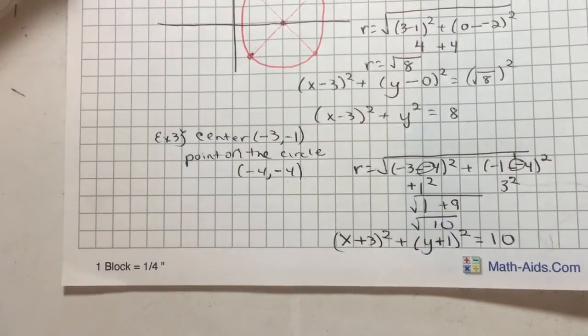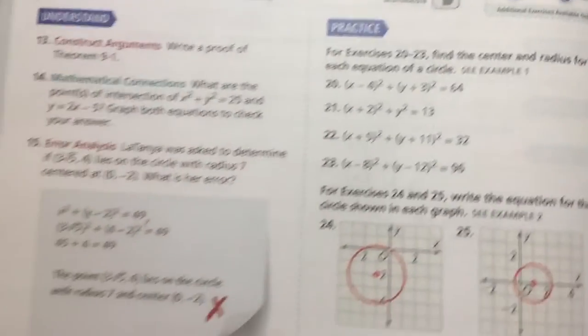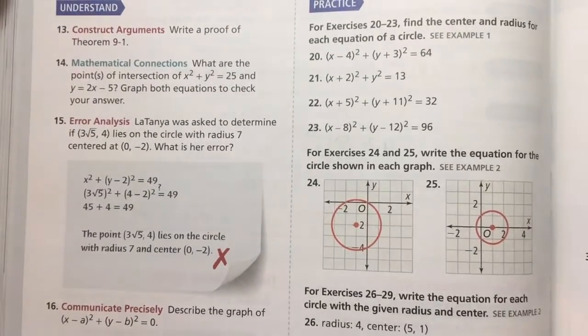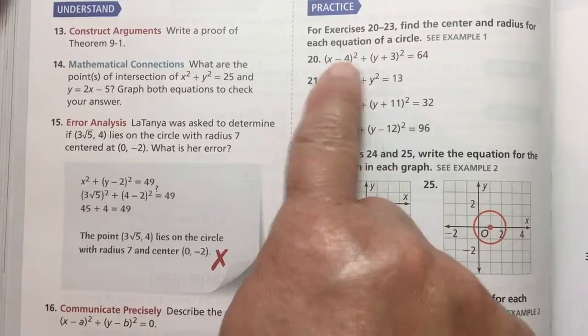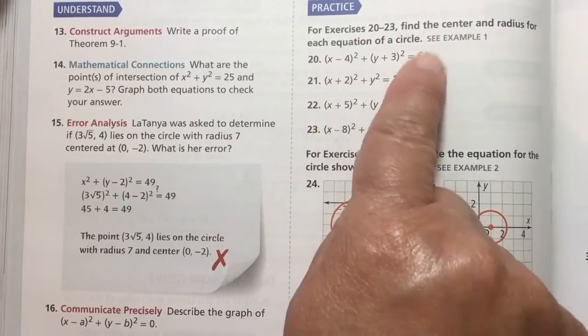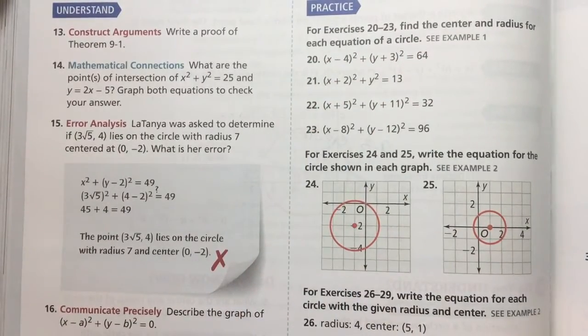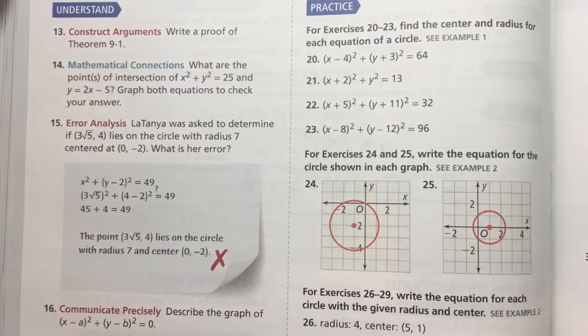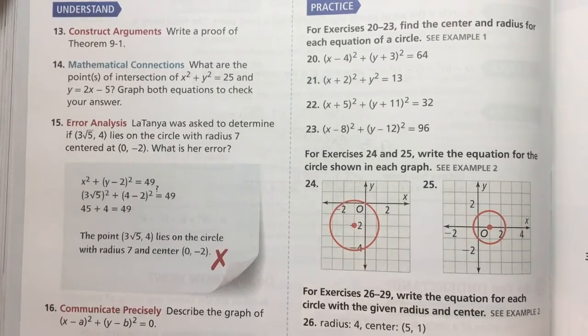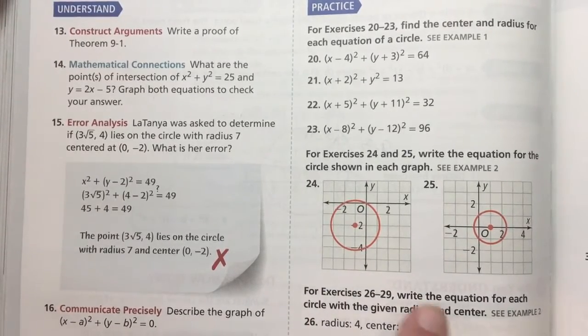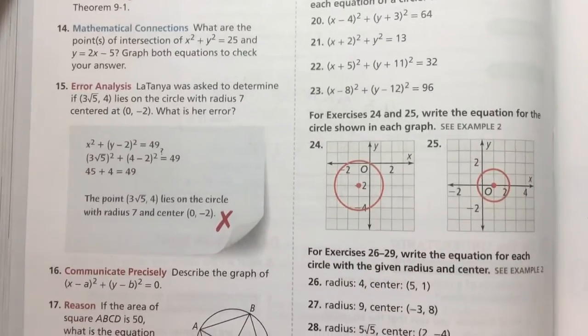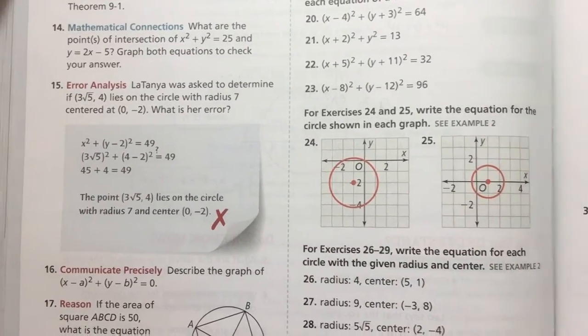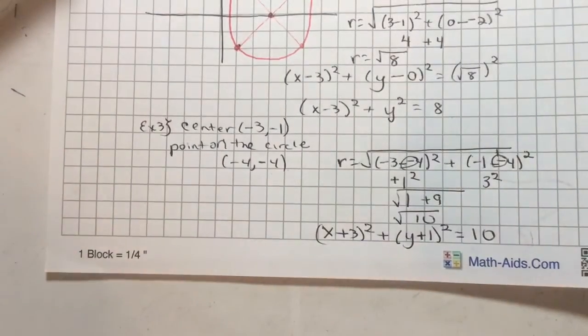If we look real quick at the book, you're going to see that this first group, they give you an equation, and you're just going to pick out the center and the radius from there. Then you're going to have a couple where you have to write the equation based on a graph. And then you're going to finish up with some like we just did, where you're given the radius and the center.